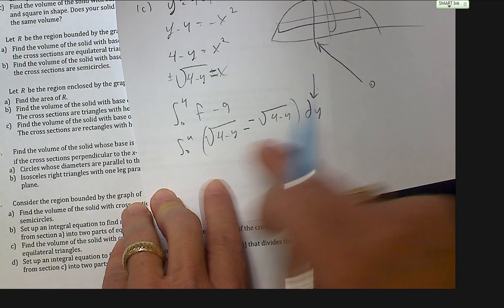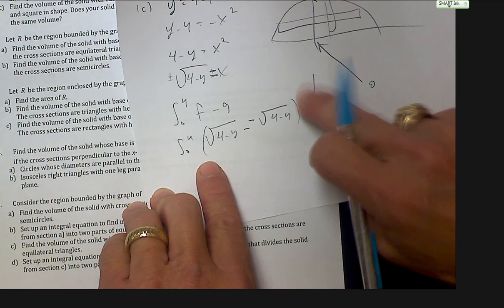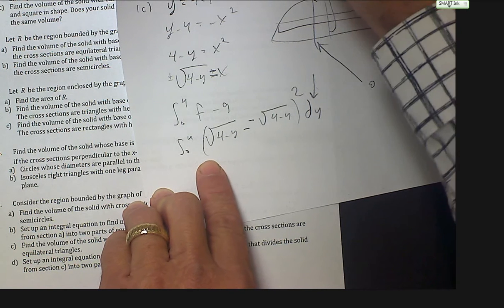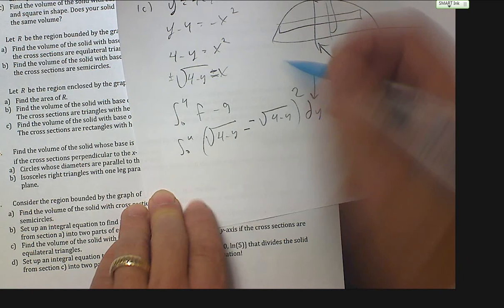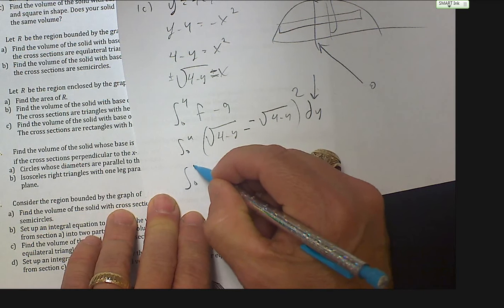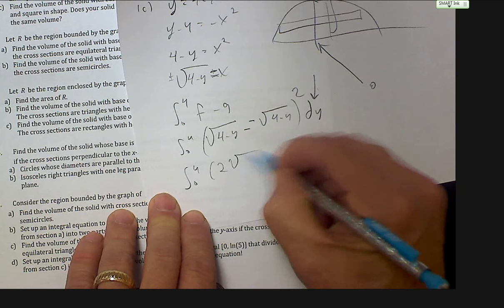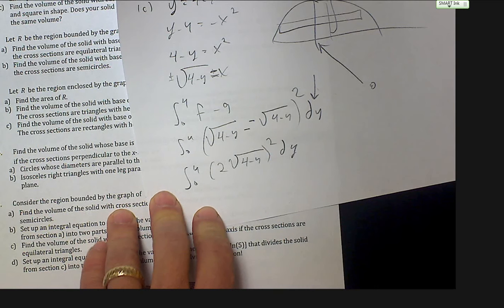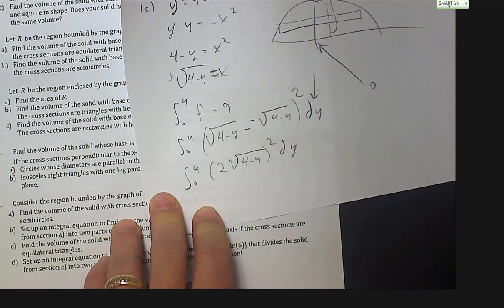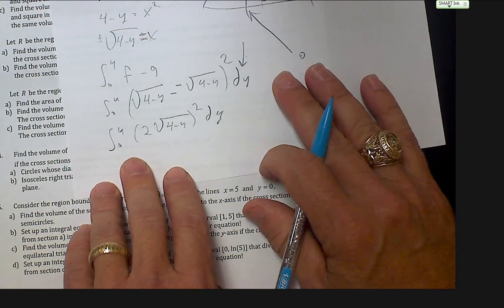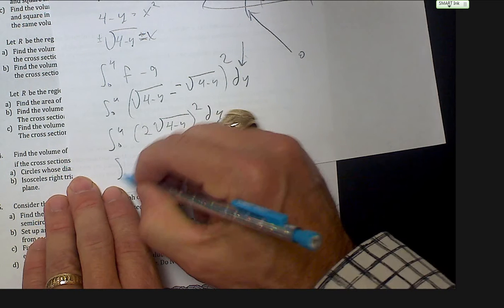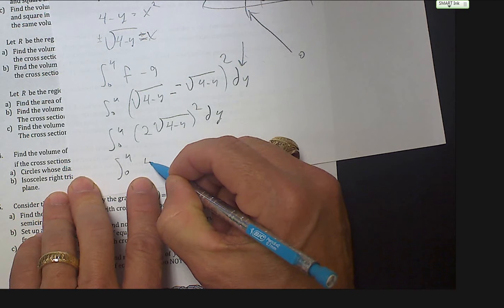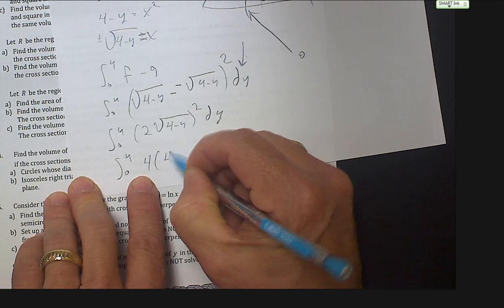And because we're building squares, this should all be what? Squared. Just like this one was squared up here. This one should also be squared. Well, that's going to simplify down to 0 to 4 of 2 times the square root of 4 minus y, squared. And that's going to simplify down to what? Before I integrate, down to what? 4 times 4 minus y.